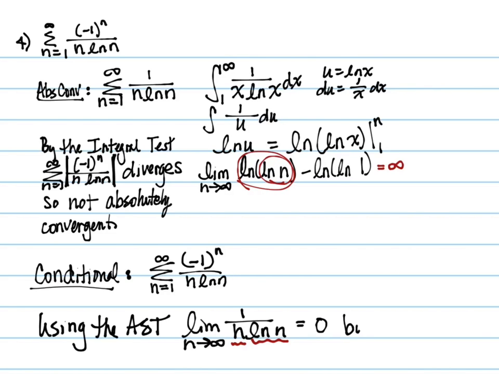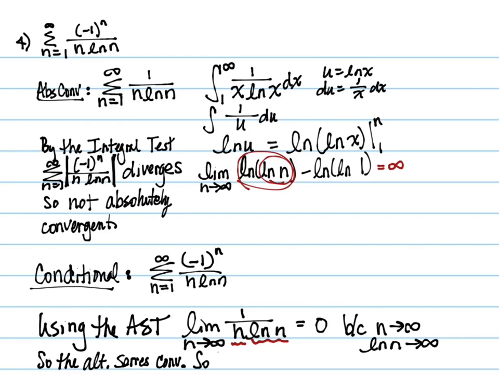And that's because n is going to infinity and natural log of n is going to infinity. I mean, that's what's causing that. So what does that mean? Well, it means that the alternating series converges. But it was not absolutely convergent, so the summation from n equal 1 to infinity of negative 1 to the n over n ln n converges conditionally.